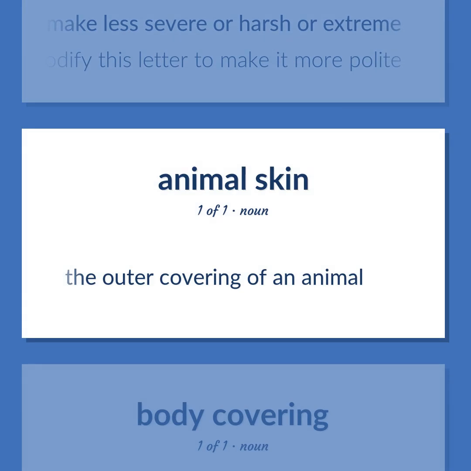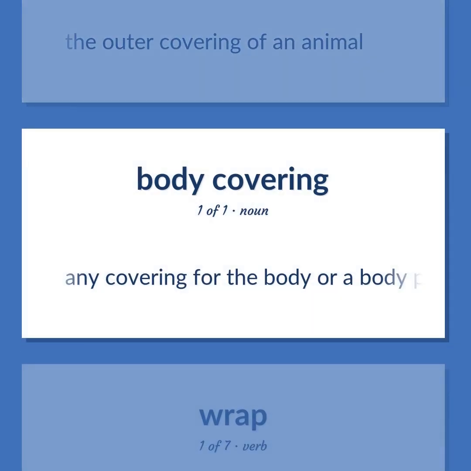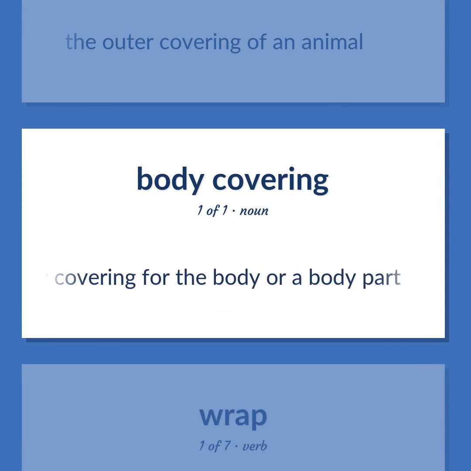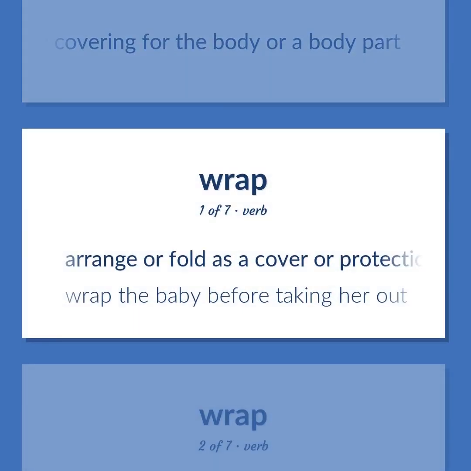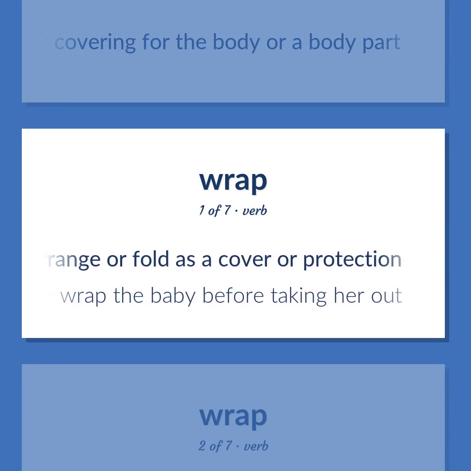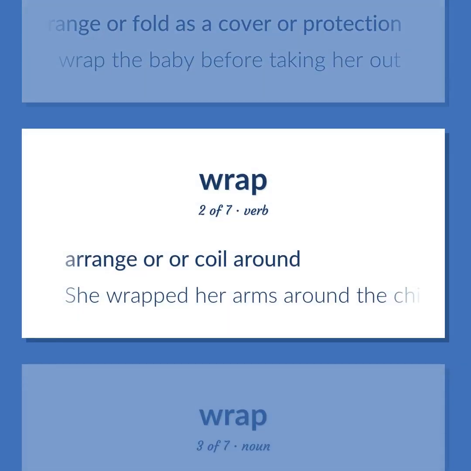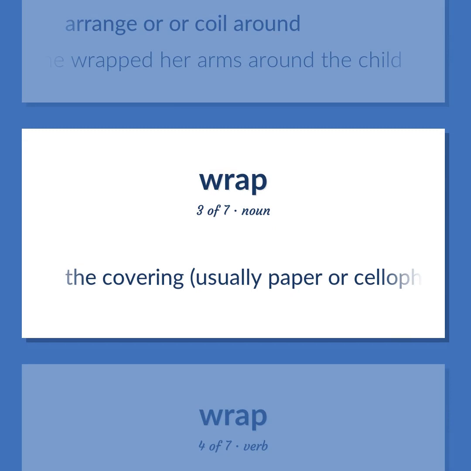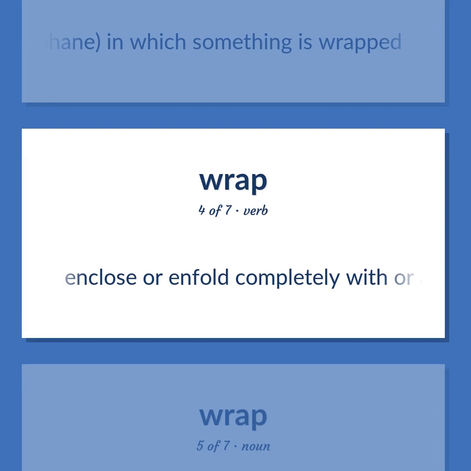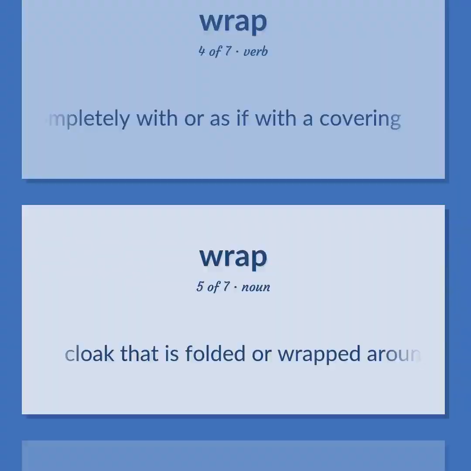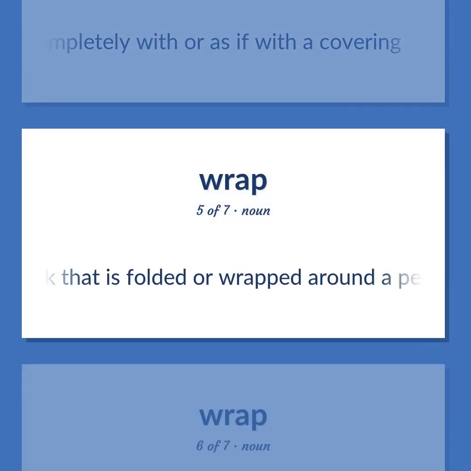The outer covering of an animal. Any covering for the body or a body part. Arrange or fold as a cover or protection. Wrap the baby before taking her out. Arrange or coil around. She wrapped her arms around the child. The covering, usually paper or cellophane, in which something is wrapped. Enclose or enfold completely with or as if with a covering. Cloak that is folded or wrapped around a person.